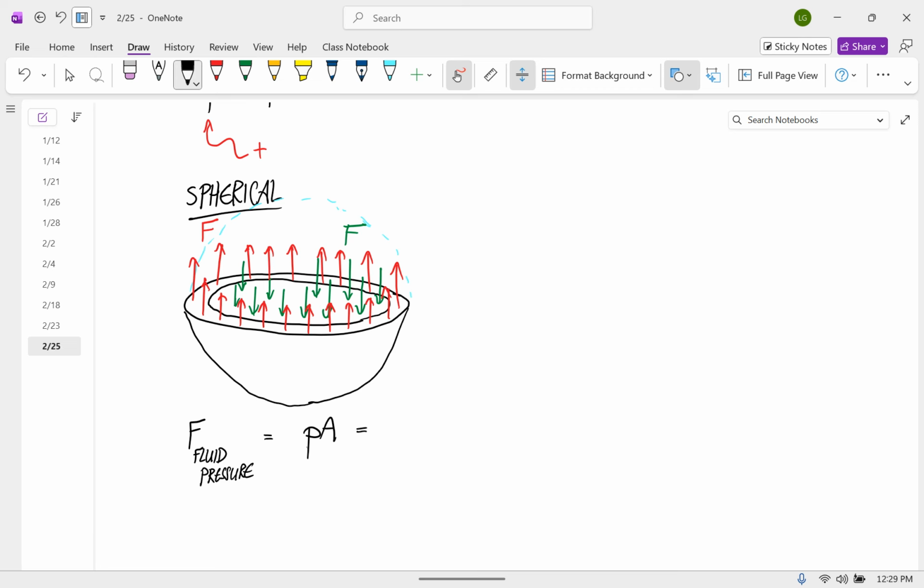And since we're assuming that these walls are thin, we're not even going to worry about their size. Right, exactly. We're just not going to worry about it. So pressure times the area of contact, which is pi r squared.